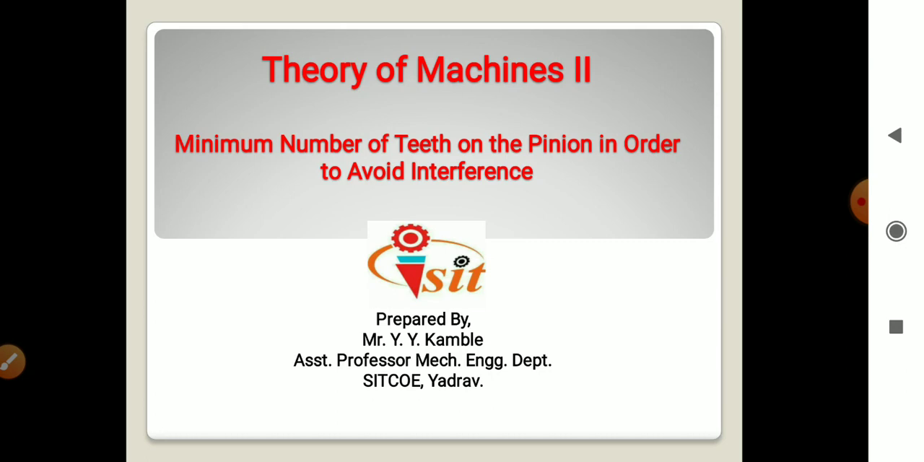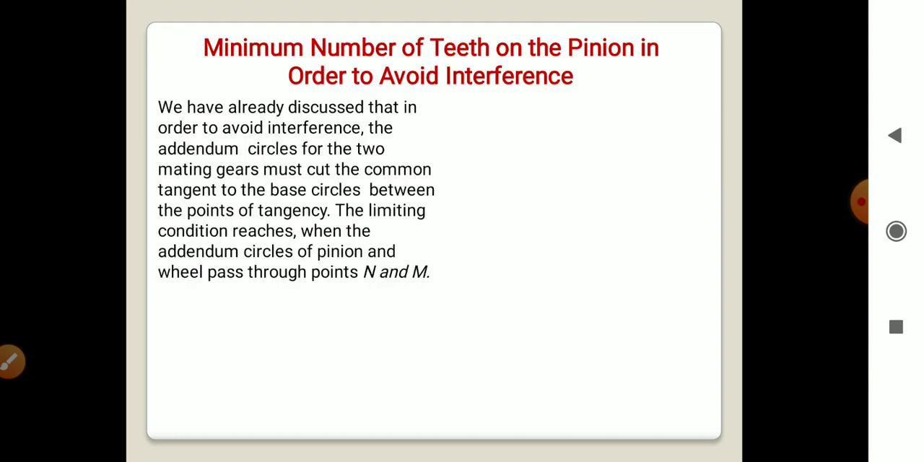So we have already seen the interference condition, or what interference is. To avoid interference, there must be some conditions. The first condition is that we have to increase the number of teeth on the pinion or the wheel, or we can adjust the number of teeth of the pinion or wheel to avoid interference. In this derivation we are going to see the minimum or limiting condition, that is, the number of teeth on the pinion in order to avoid interference.